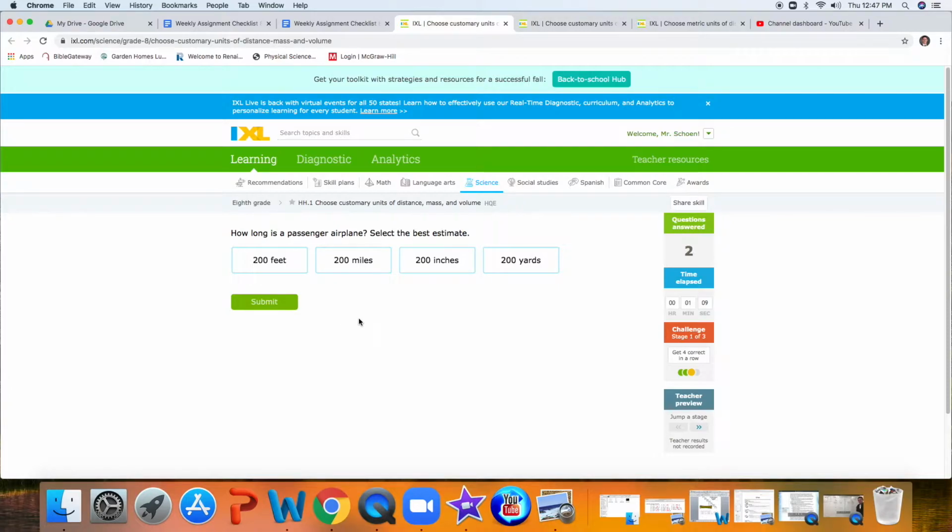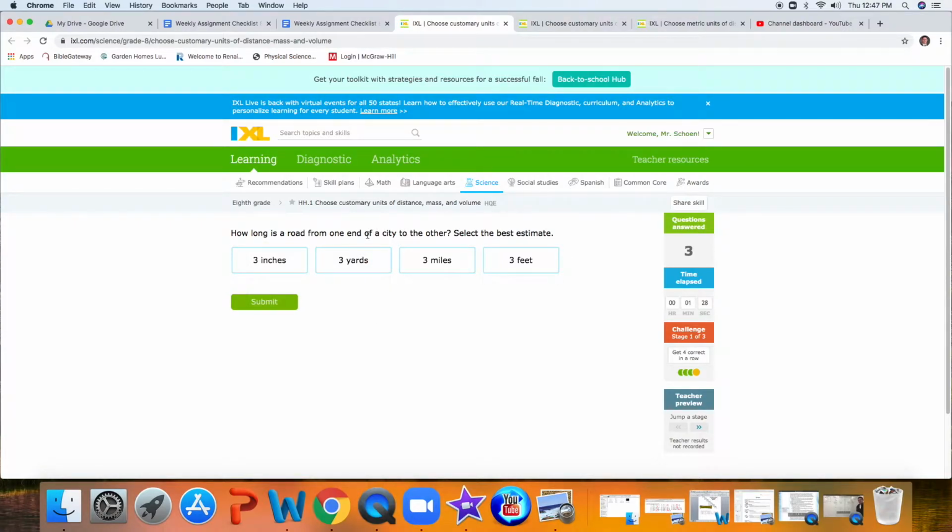How long is a passenger airplane? 200 miles might be how far that plane can travel. 200 inches might be a model of that plane. 200 yards is 2 football fields. Is a plane that big, or is it a little bit less than that? Got that correct. How long is a road from one end of a city to the other?